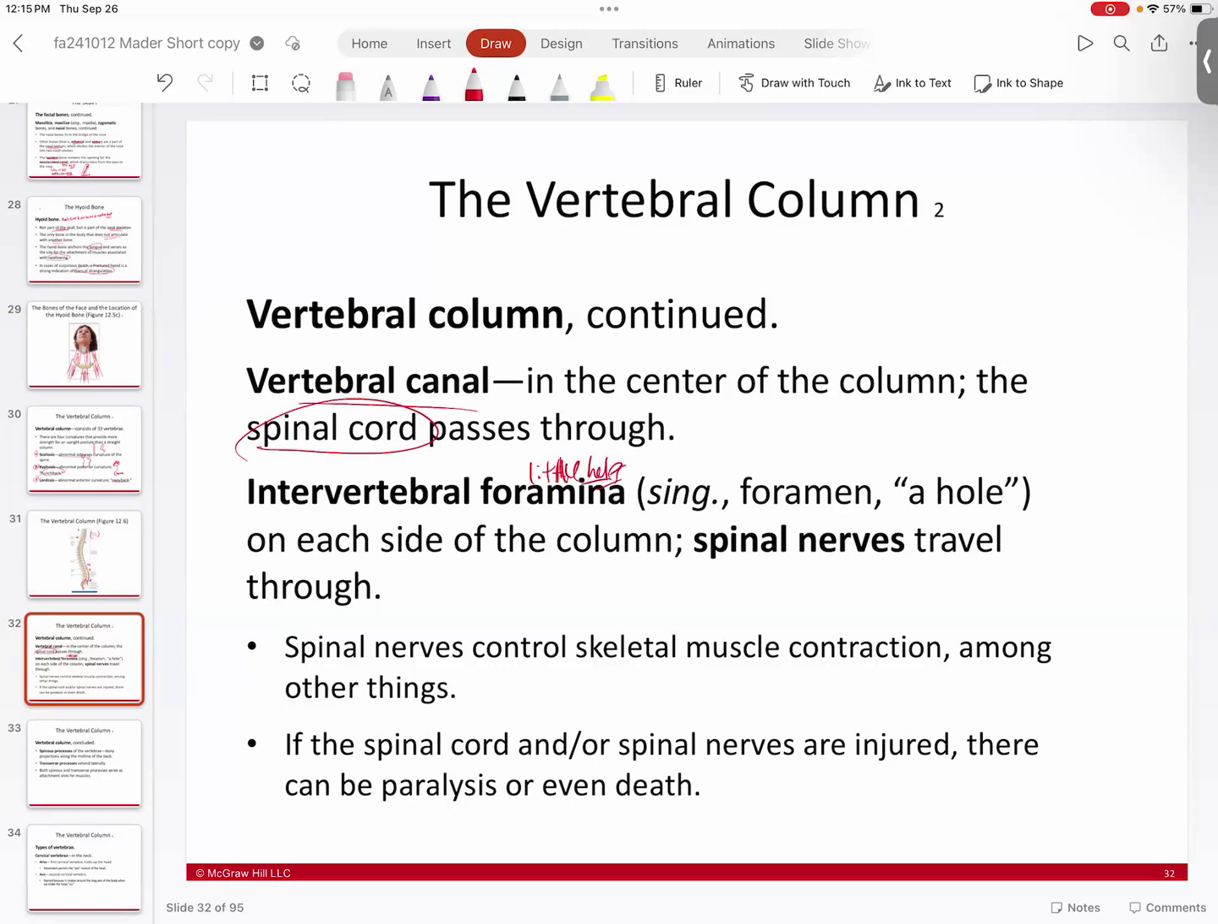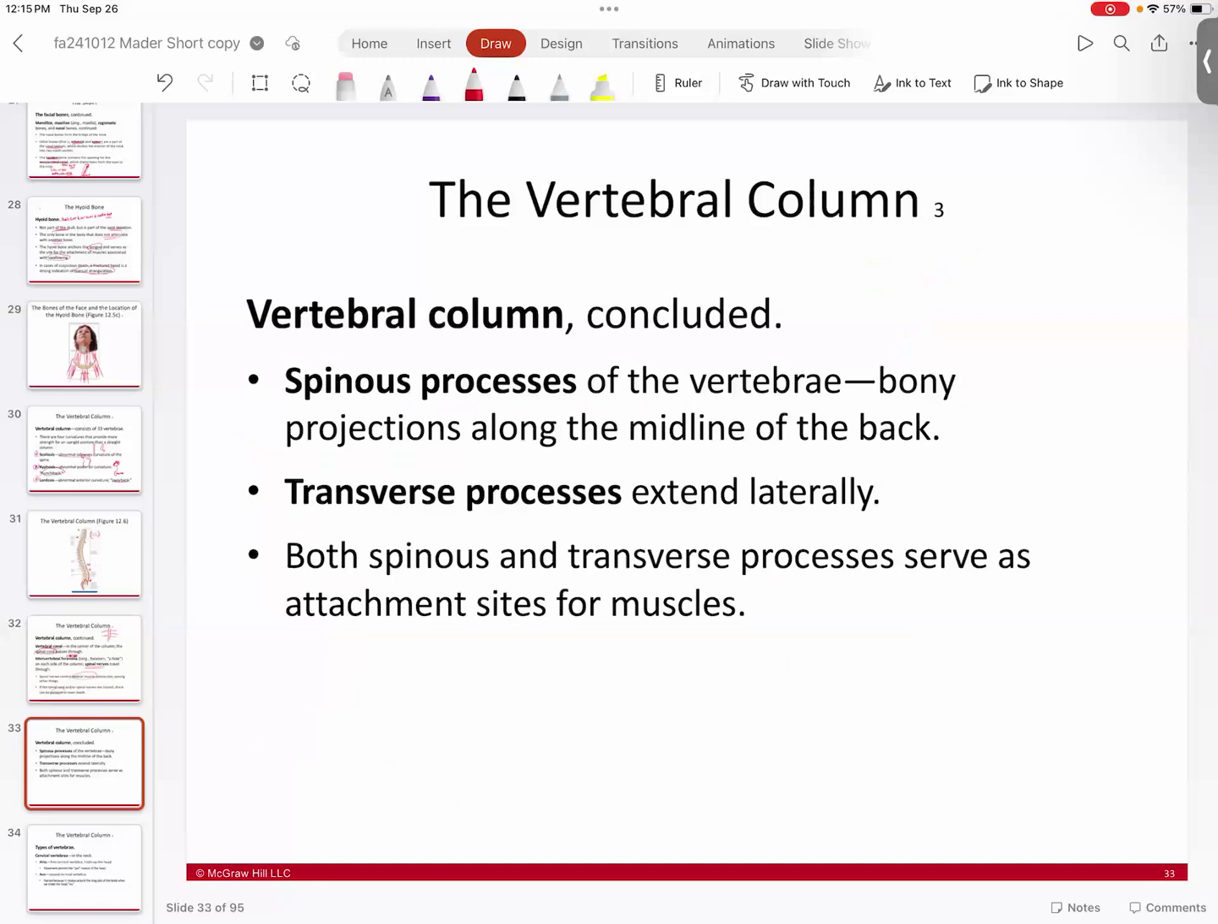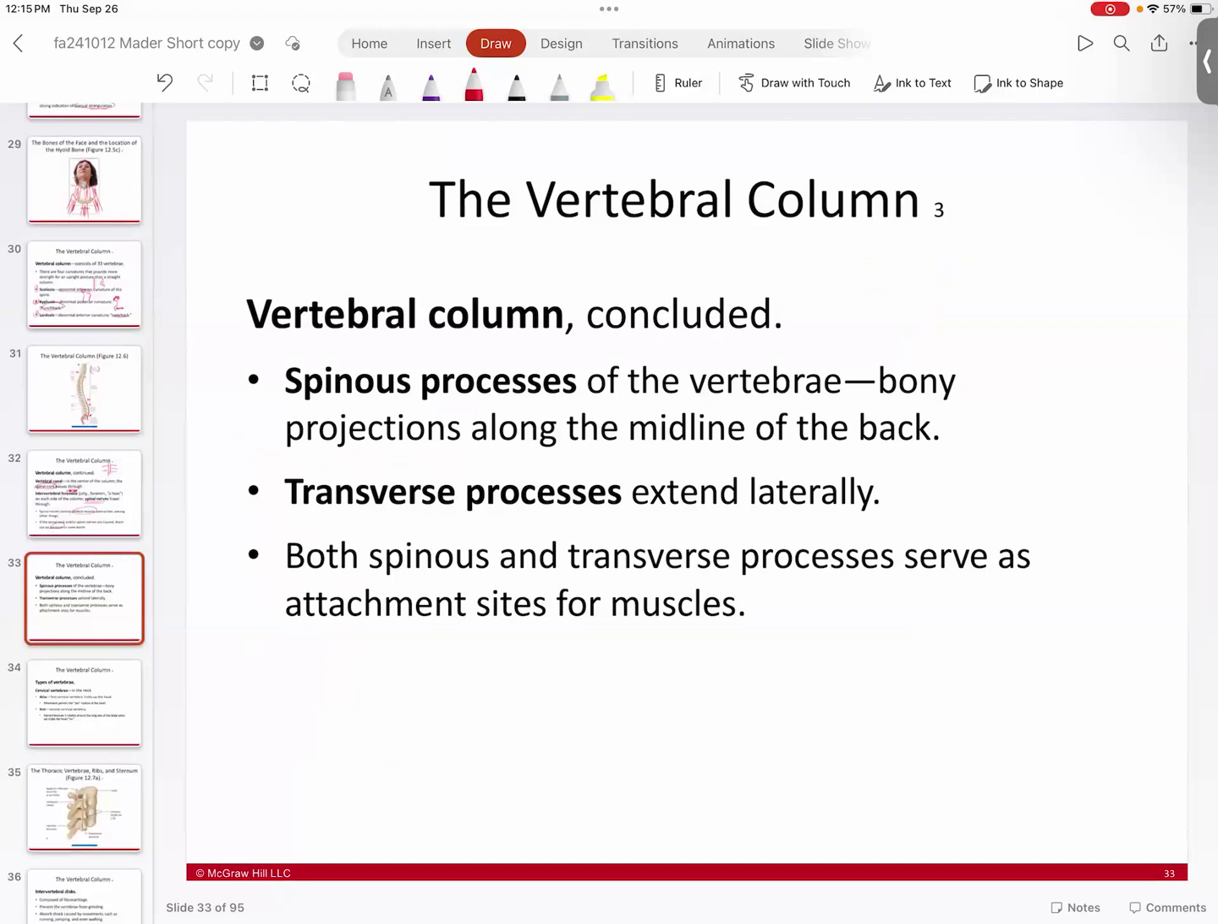That's what they mean. On each side of the column, this is for spinal nerves to travel through. So your spinal nerves go lateral. Your spinal cord goes down like this, and your spinal nerves start to shoot out laterally throughout your body. So that's where the spinal nerves go. The spinal nerves are the ones controlling your skeletal muscles for contraction purposes. If these are injured, this is what will create paralysis. Or if it's controlling enough things that you can't live without, then it'll create death. You'll die from it as well.